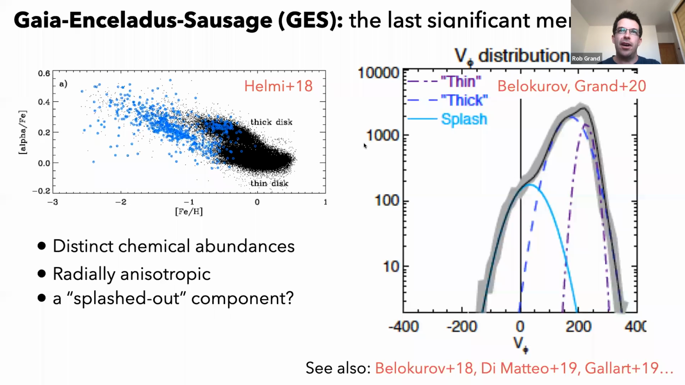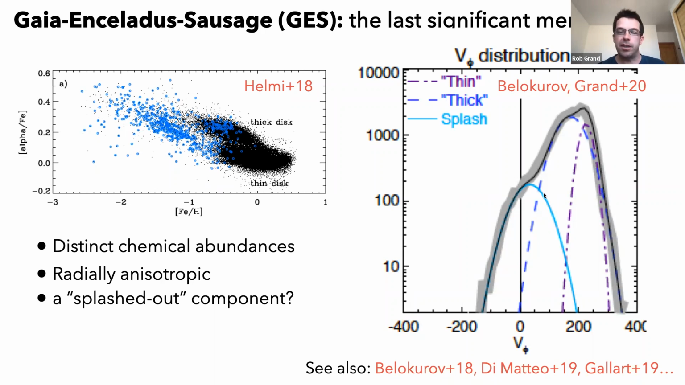Now, since then, Belokurov, a couple of years ago, did a careful decomposition of the velocity distribution in the tangential direction, using a lot of different surveys to piece together the velocity distribution. And he decomposed it into three components. You have the rotationally dominant thin disk, there's the thick disk, and then there's another distribution here with a peak that's just above zero. So it's very mildly prograde rotation.